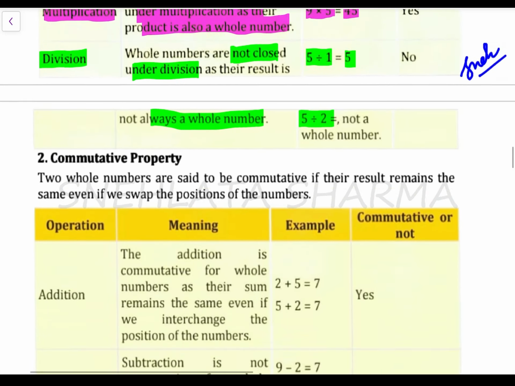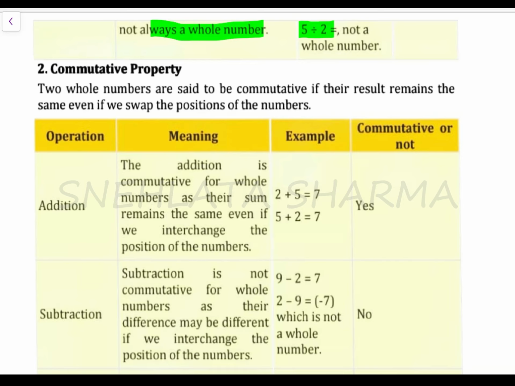Next property is commutative property. Two whole numbers are said to be commutative if their result remains same if we swap the position of numbers. For example, let us take the operation addition. For this operation, let us take an example of two whole numbers. Suppose 2 and 5. If we add 2 to 5, we get 7 and the same result we will obtain if we add 5 to 2. So we can say that addition is commutative for whole numbers as their sum remains same even if we interchange the position of numbers.